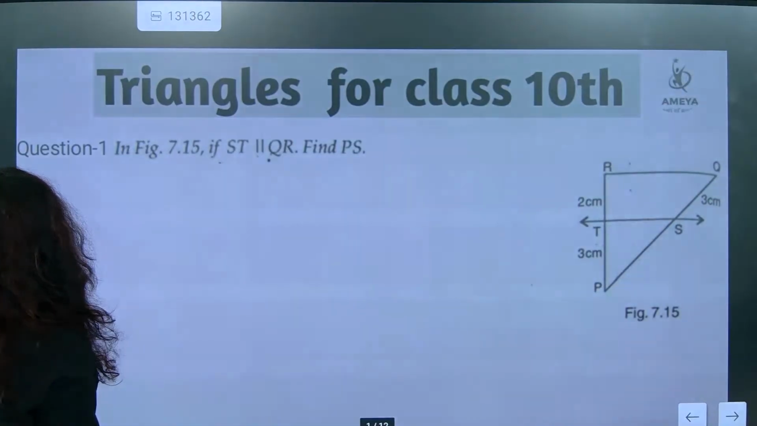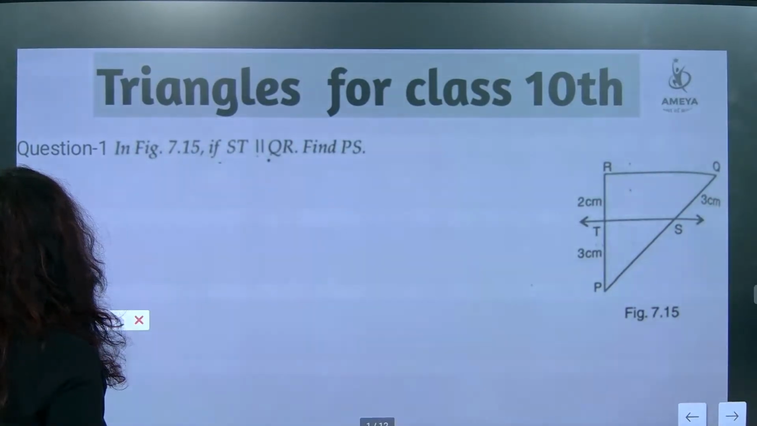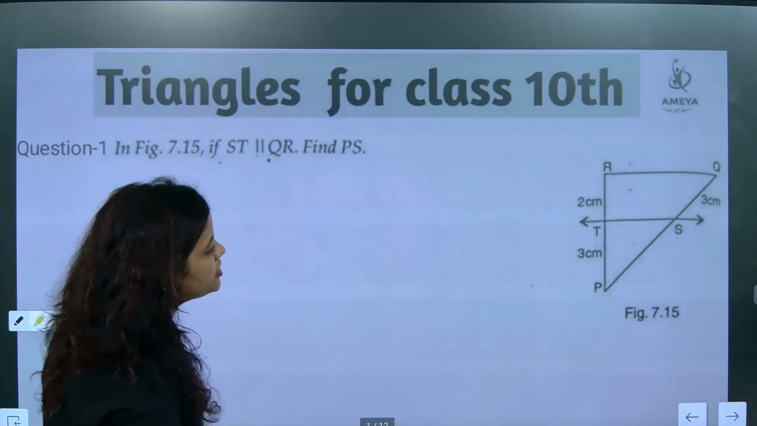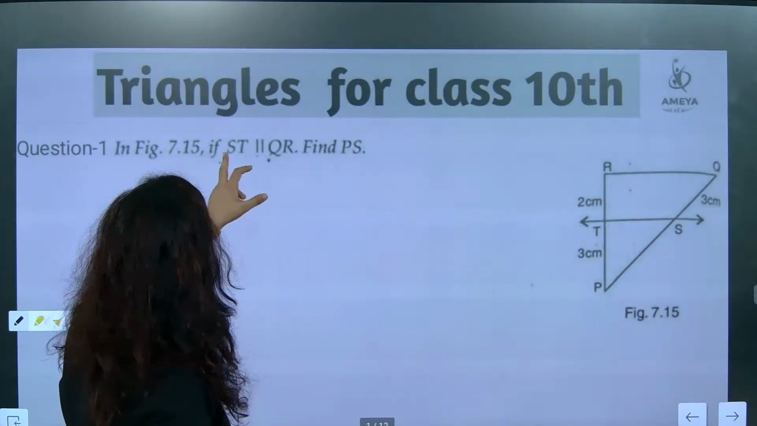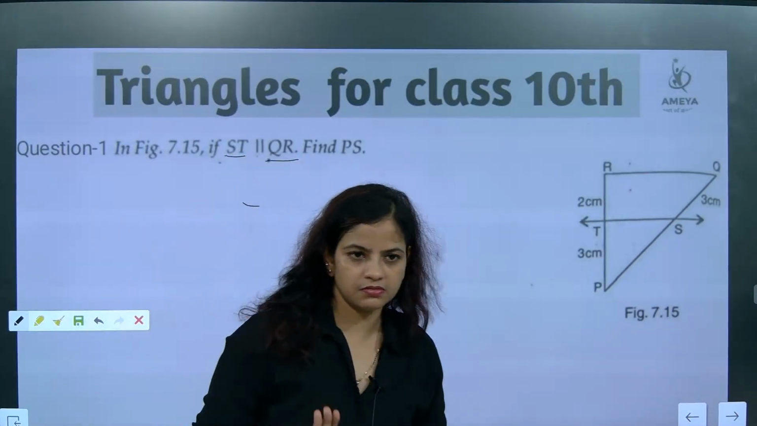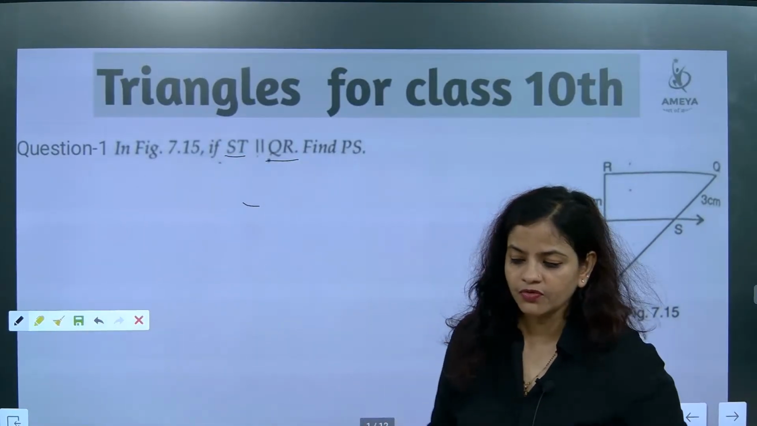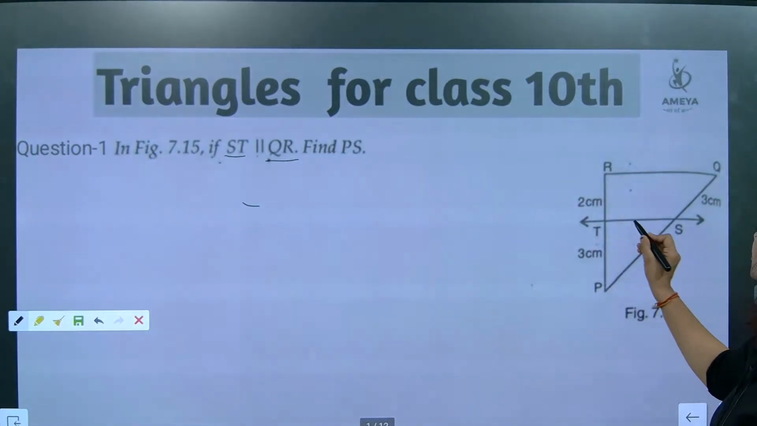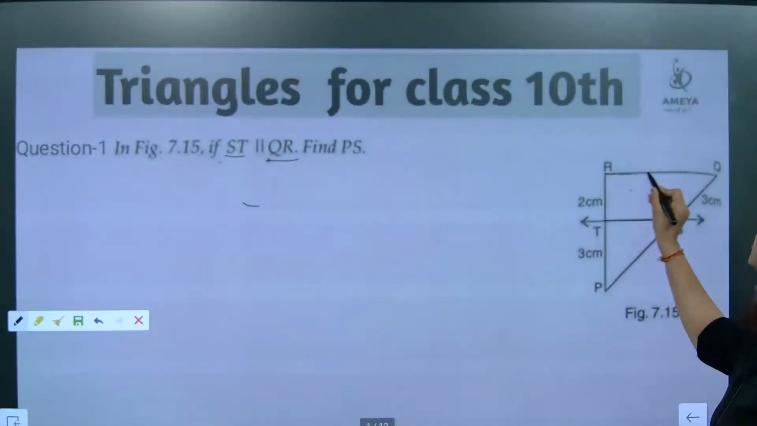Now, look here. What part is given to you? First, let's check that part out. Beta, this is the triangle, and they told that ST is parallel to QR. Understood? Jotam, start solving. Don't wait. Now, what is given to you? ST is parallel to QR.